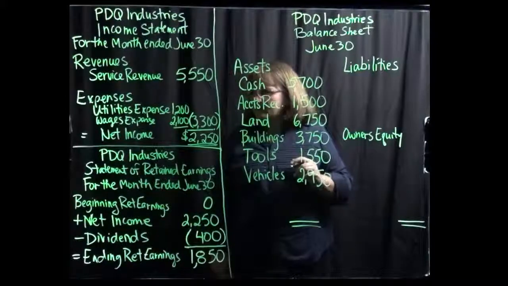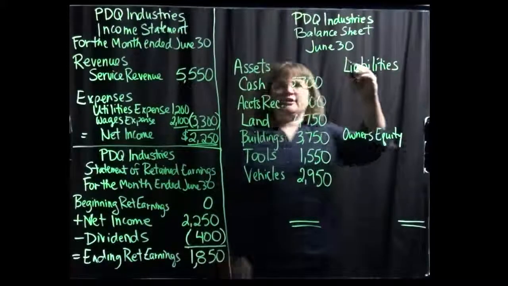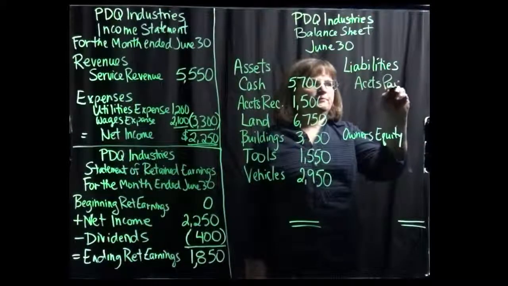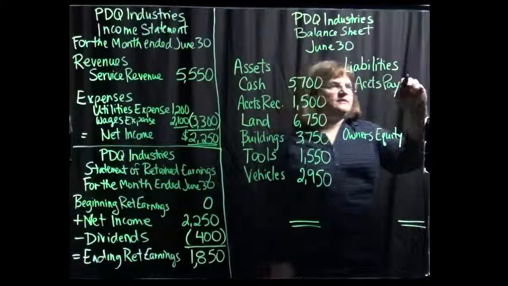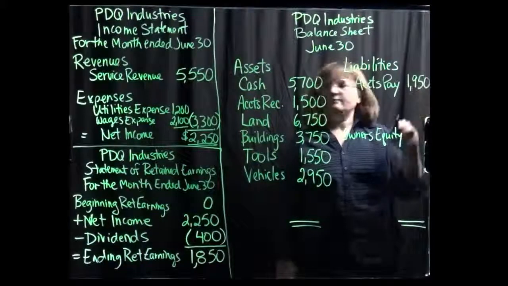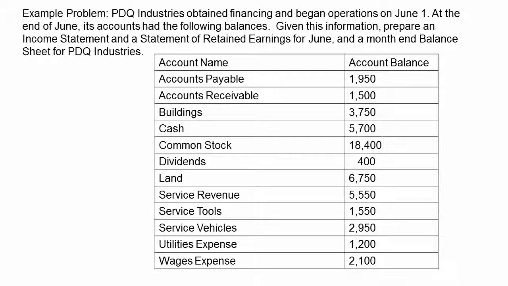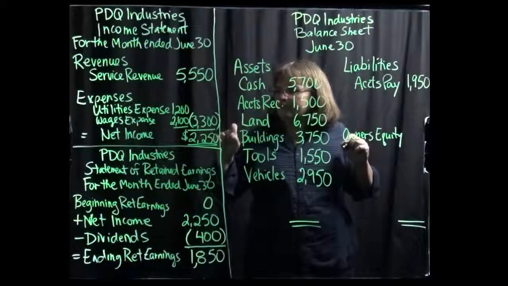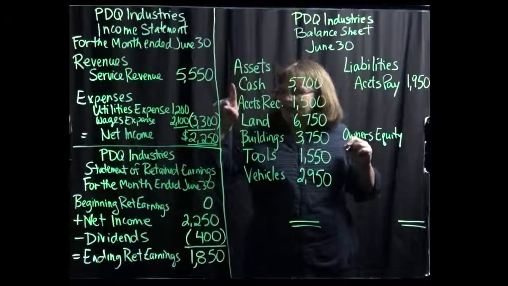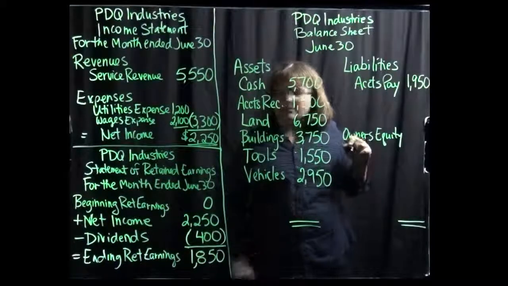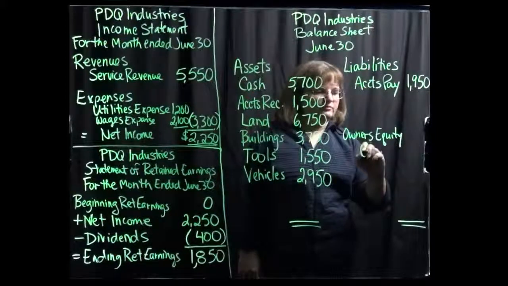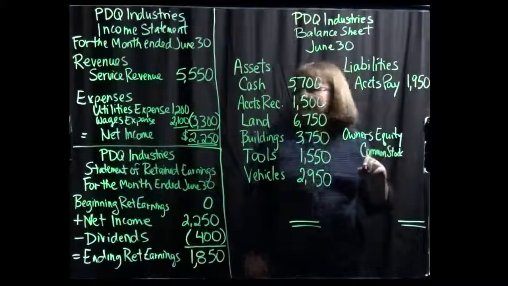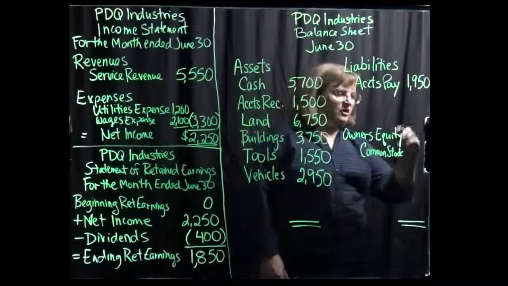So accounts payable, if we start at the top, that is a liability account, and so we'll put that over here. So accounts payable, and the balance of that was $1,950. Okay, accounts receivable we've accounted for, buildings we've got, cash we have, common stock. Okay, common stock is an owner's equity account, so we'll put that here. And that value was $18,400.